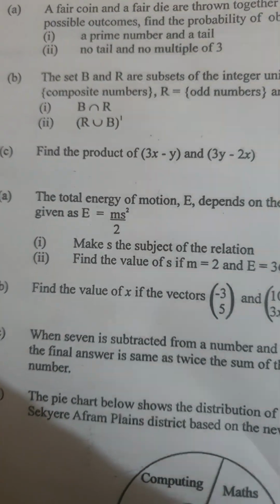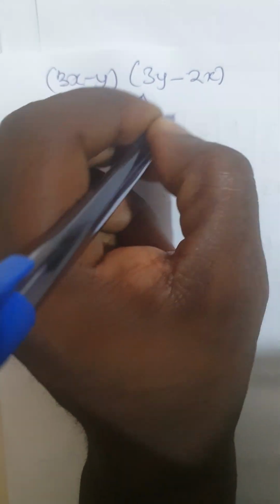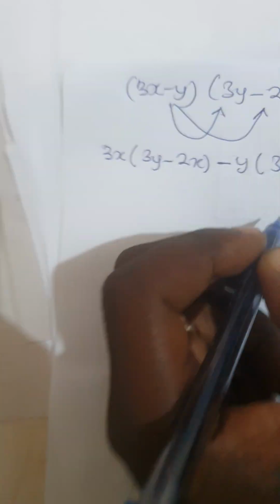Let's take the last question, question C. Question C is asking you to find the product of 3x minus y and 3y minus 2x. To find the product, one is multiplying the other. So I take the whole of this to multiply each term in the other. I take 3x multiplying 3y minus 2x, and I take the next, which is minus y, multiplying 3y minus 2x.